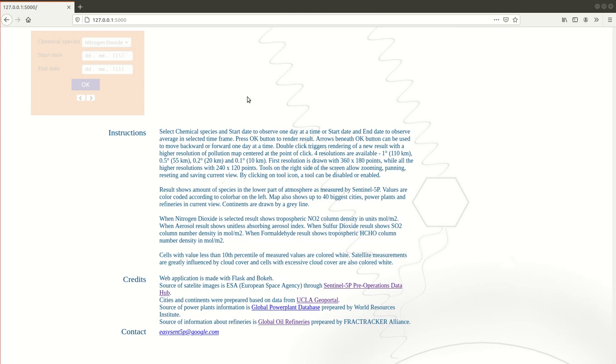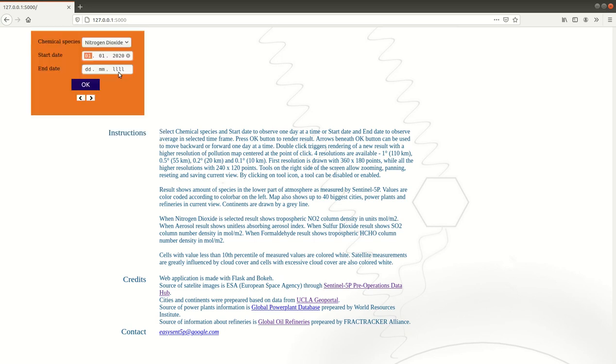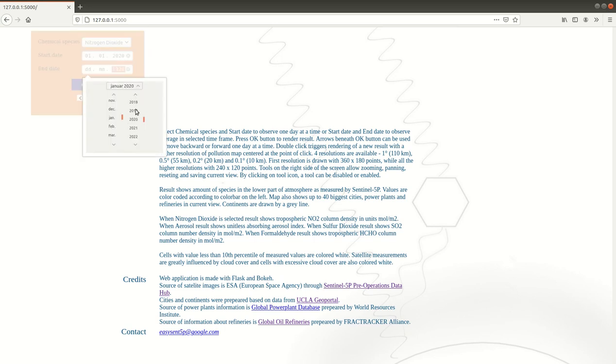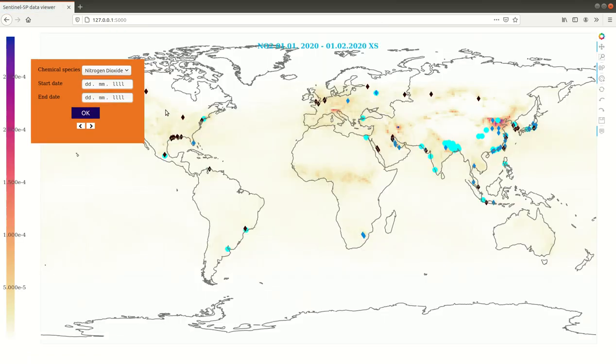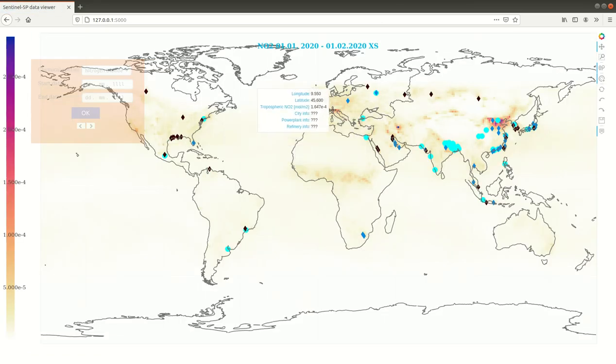Let's see some of what it can show us. So first we're going to take a look at the average concentration of nitrogen dioxide in January 2020. For that we set start and end date and click OK. Okay, so we see areas with elevated concentrations are north of Italy, Tehran and China.